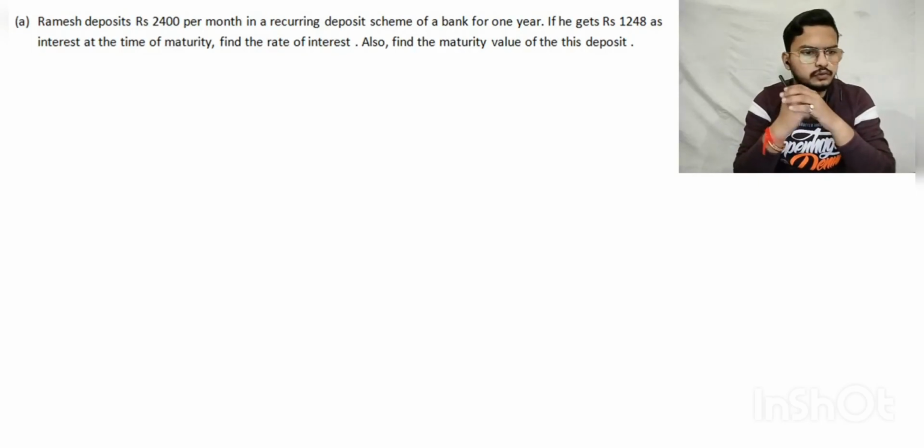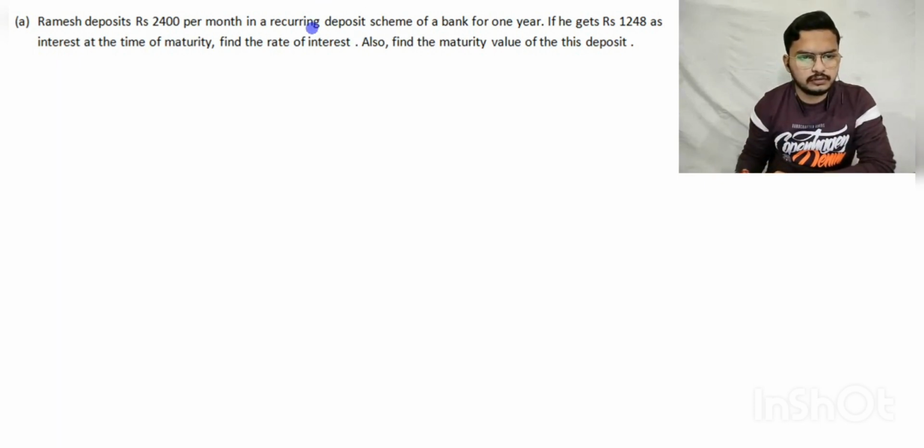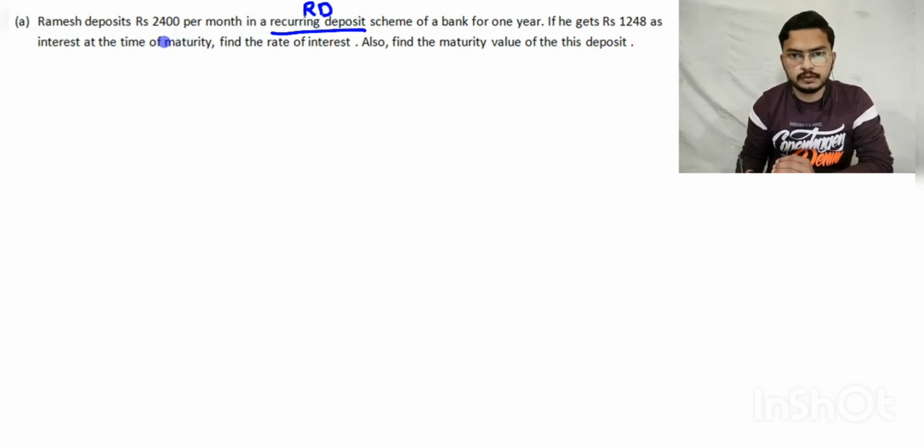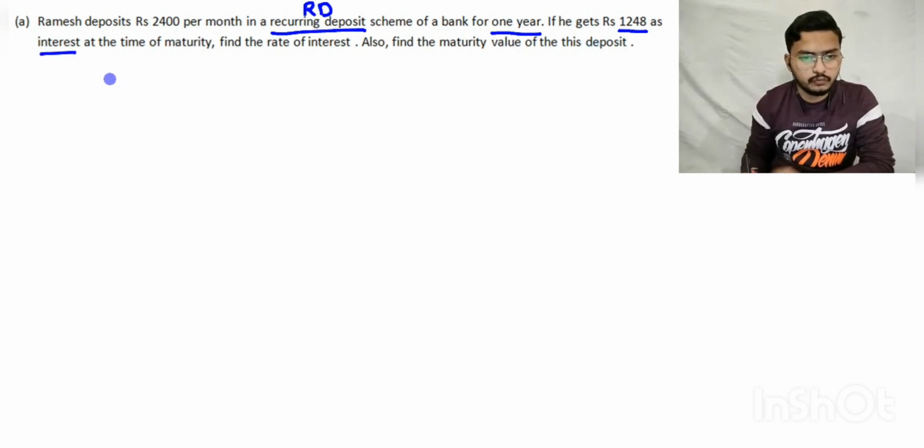Hello students, the question is saying that Ramesh deposits 2400 per month in a recurring deposit scheme. Recurring deposit scheme means this is the RD scheme, right? In this RD scheme Ramesh is depositing 2400 rupees per month, and for 1 year. The question is saying that for 1 year he is deposits in this scheme, and if he gets 1248 as interest, means here what is given.